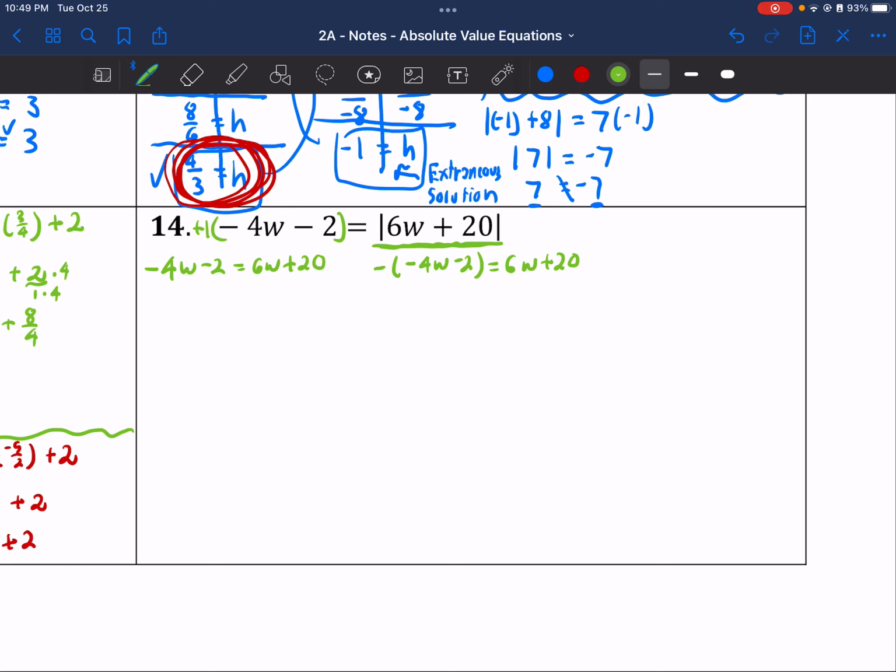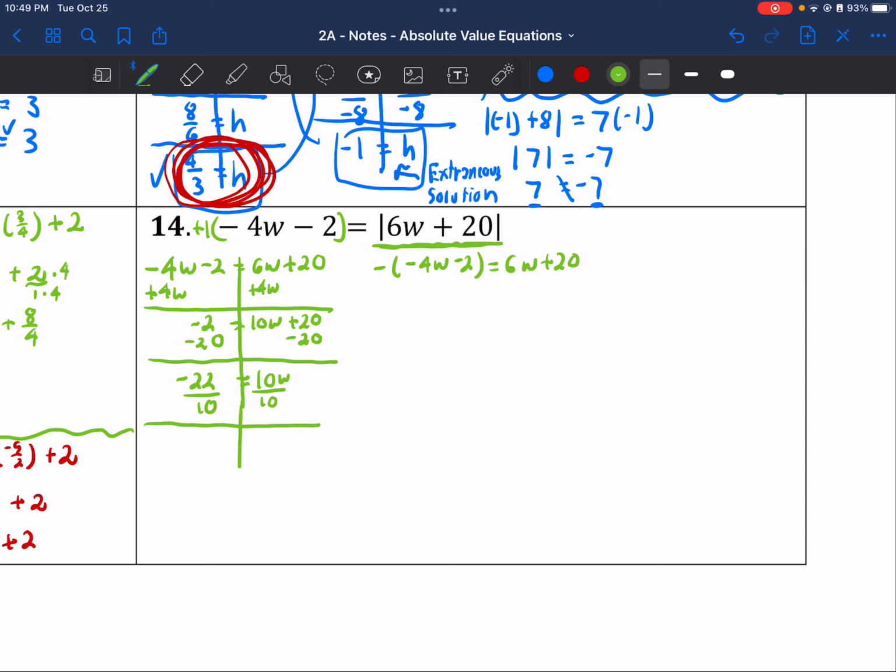Now we're going to solve our equations for w. We're going to add 4w on both sides to keep our w's positive, and we get negative 2 is equal to 10w plus 20. Subtract 20 on both sides. Negative 2 minus 20 is negative 22, which is equal to 10w. Divide both sides by 10, and we get w is equal to negative 22 over 10, which simplifies to negative 11 over 5.